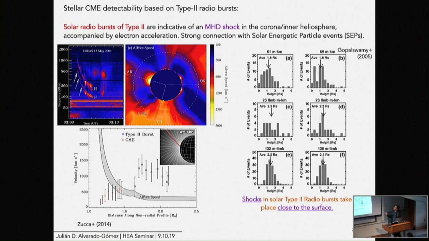This is 1.8 solar radii up to 2.1. So this occurs very close to the Sun, in a very dense region of the corona. And the reason why this is important is because this emission is directly related to the ambient density. So if these shocks occur in a region of different density, that means that the frequency of the emission will be completely shifted to different values. And this is what we believe is actually happening in our simulations.